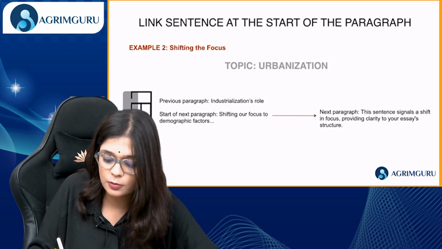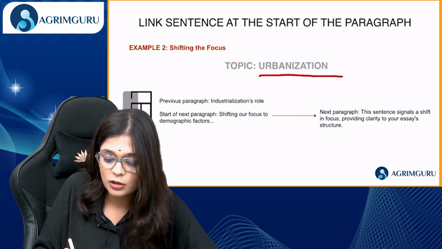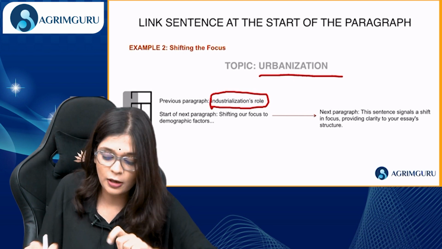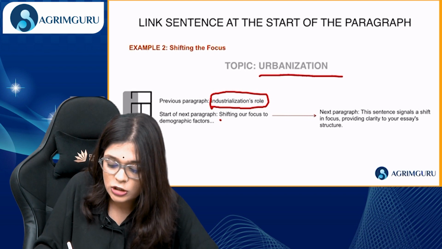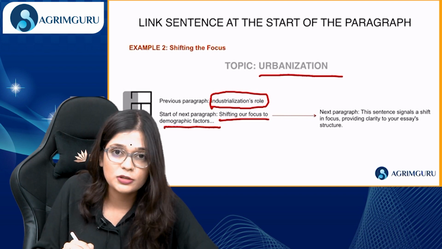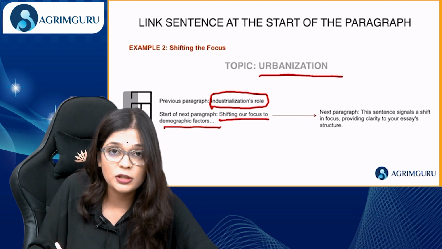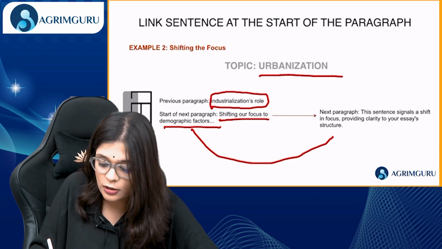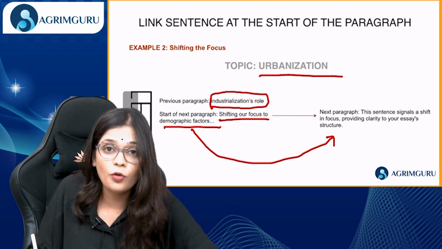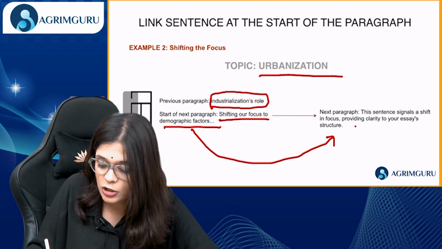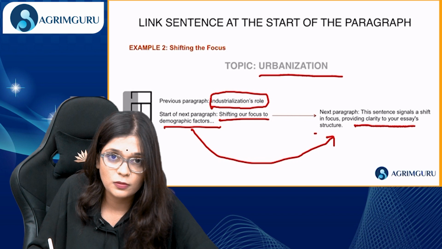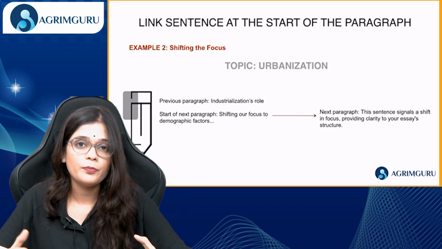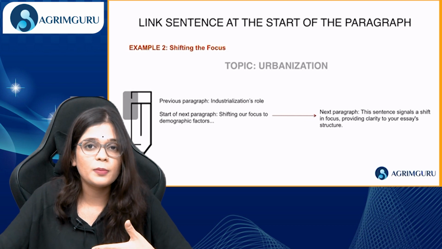For example, your topic is urbanization. We've already discussed industrialization's role. So at the start of the next paragraph, you can write, shifting our focus to demographic factors. Okay, this is another dimension of urbanization. So you've told the reader that you are shifting the focus, right? This will provide clarity of essay structure. So these are four ways to actually use and maintain flow between the paragraphs.